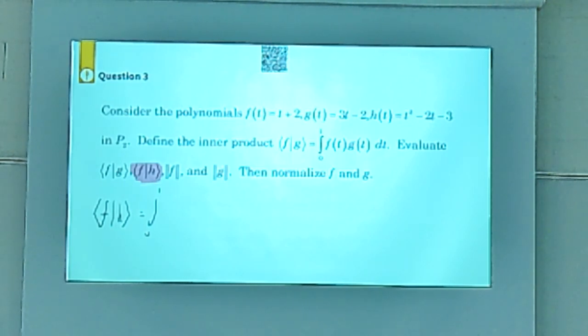Now f with h, integral 0 to 1, t plus 2, t squared minus 2t minus 3 dt. Do that distribution. T cubed minus 2t squared plus 2t squared is 0, that's nice. Minus 3t minus 2t, minus 4t would be minus 7t. Then we get what, minus 6?